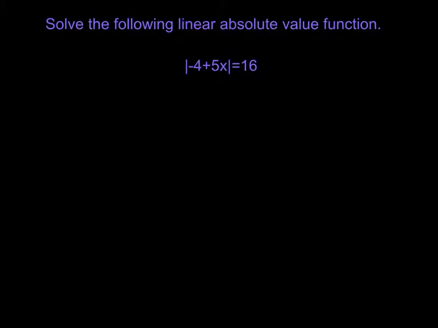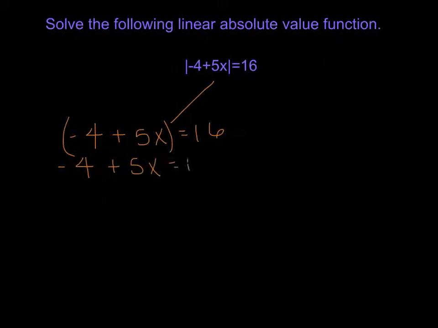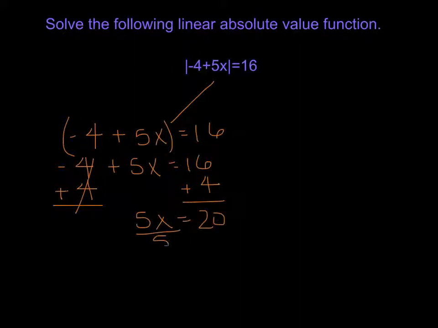Okay, the last one I'm going to walk you through is the absolute value of negative 4 plus 5x equals 16. The first step is to look at negative 4 plus 5x when the value is positive. So I'm going to treat it just as a normal equation. I'm going to add the constant to both sides. That's the inverse operation. Get 5x equals 20. When I divide by 5 on both sides, I'll get x equals 4.